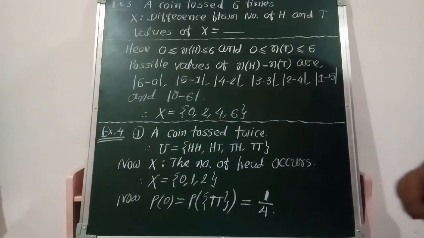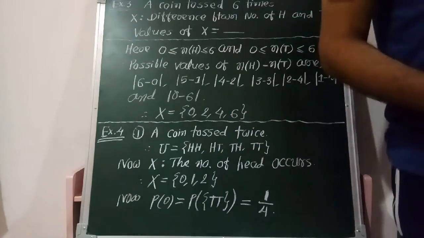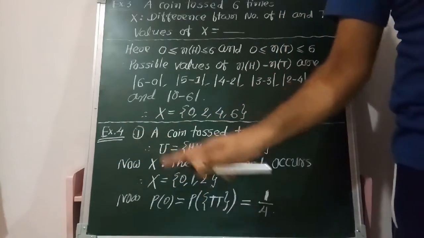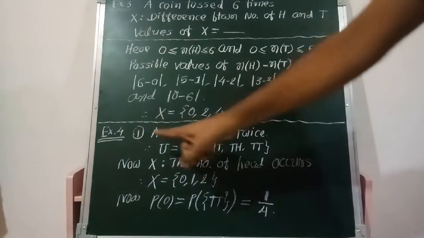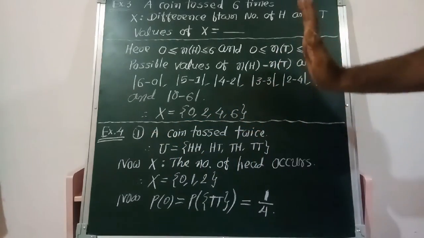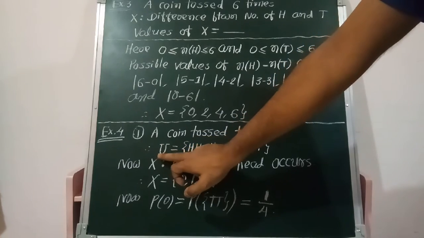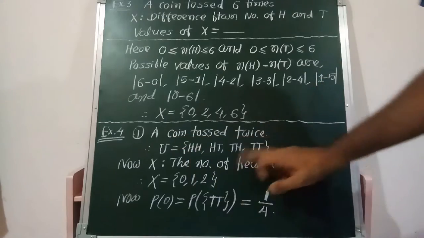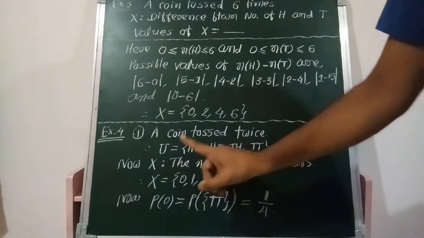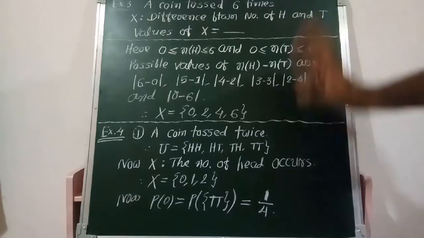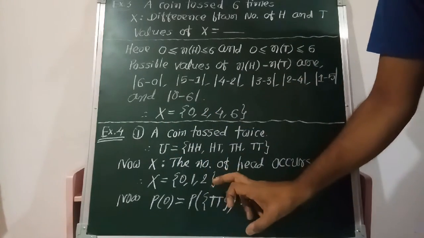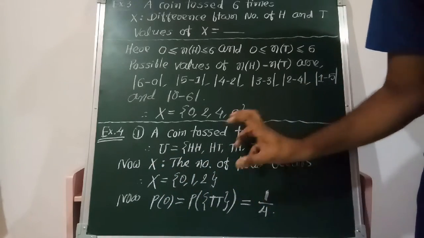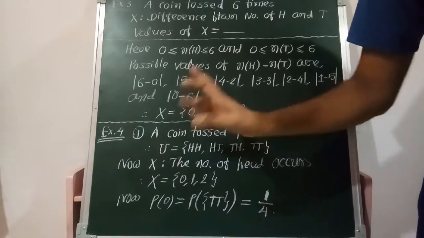Now example 4 is what? We have to find the probability distributions relative to this example. It means we have to write the probability distribution. Let us see. The first question is this: a coin is tossed twice. So it is obvious that when a coin is tossed twice, the sample space is HH, HT, TH and TT. Now the random variable is the number of heads that occur. It means you have to find the probability distribution of the number of heads that occur in tossing a coin twice, right?